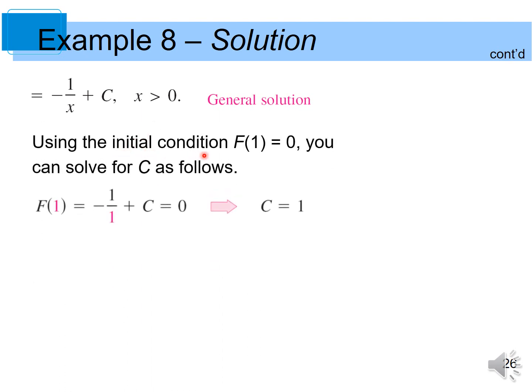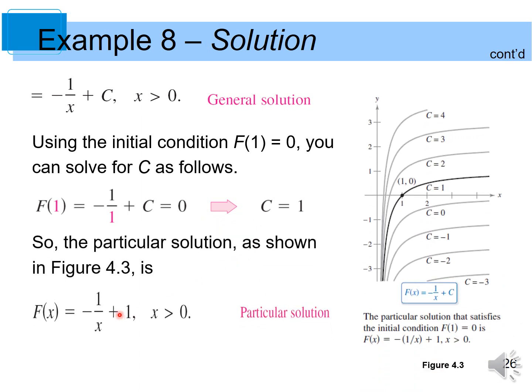Using the given initial condition, F1 equal to 0, we can solve for the c value. We substitute 1 for x in the general solution and solve for c. After we obtain the c value, we substitute it into the general solution, and we call this the particular solution. You can look at the figure here. The curves of the brighter color are the general solution, whereas the darker colored one is the particular solution.